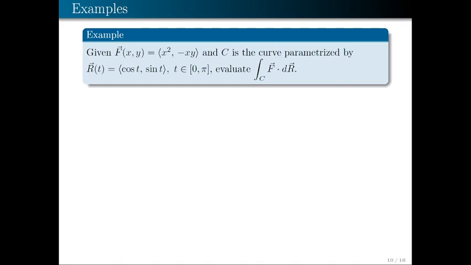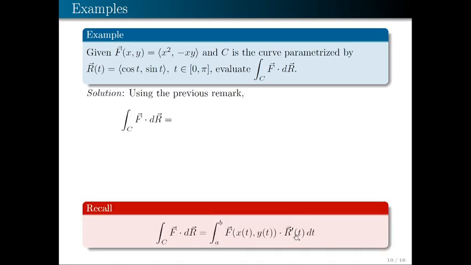Suppose we have the vector field F to be the force field that acts on an object that moves along this curve C, and the curve C is parameterized by the parametric equations x is cosine t and y is sine t, with t ranging from 0 until pi. We want to evaluate the line integral of F dot dr over that curve C. Recall the formula from the first part. What we'll do here is use the parameter t, rewrite F as a vector valued function in terms of that single parameter t, and replace dr by r prime dt.